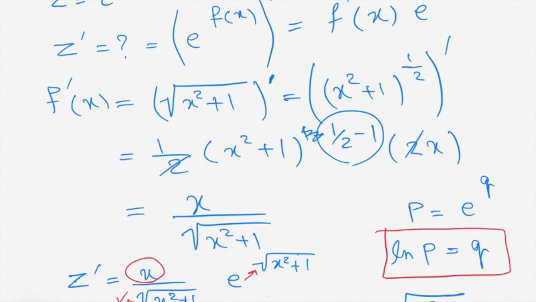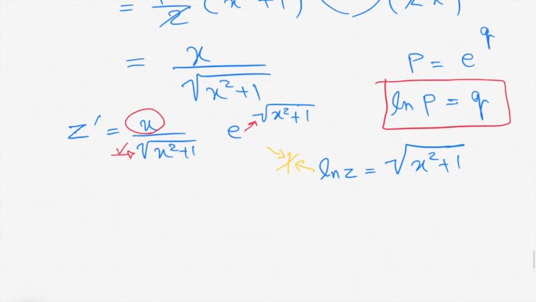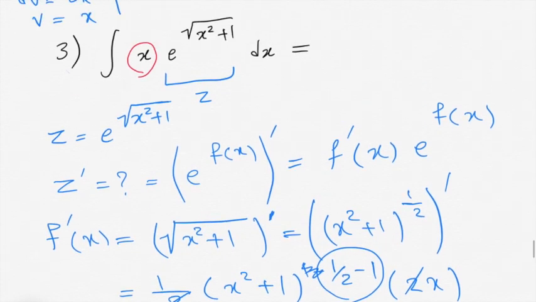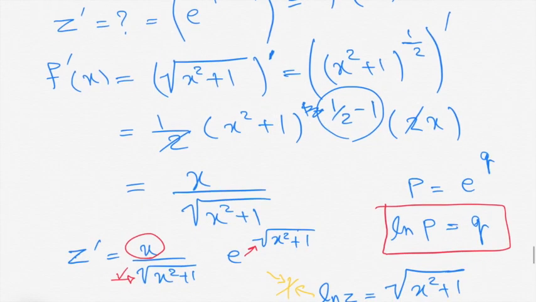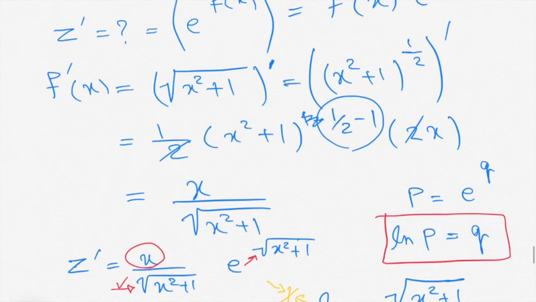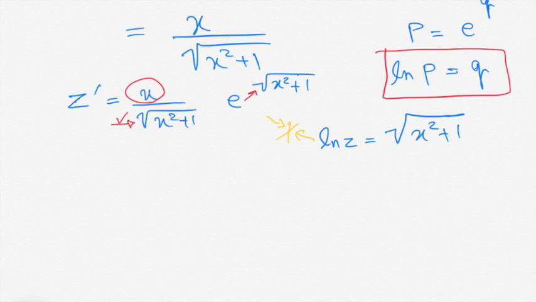So the idea is multiplying these two. I mean, here maybe you didn't see that. Multiplying these two to find the right form of it. Therefore, we will write it ln of z.